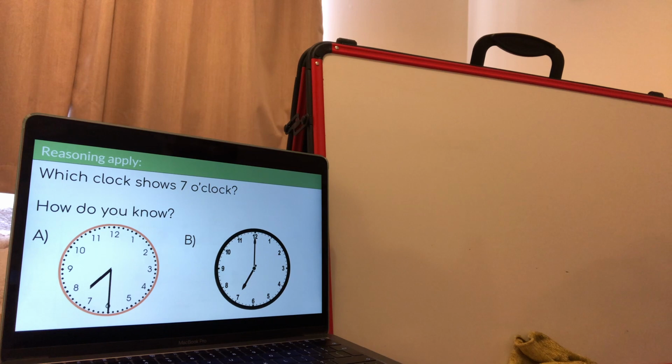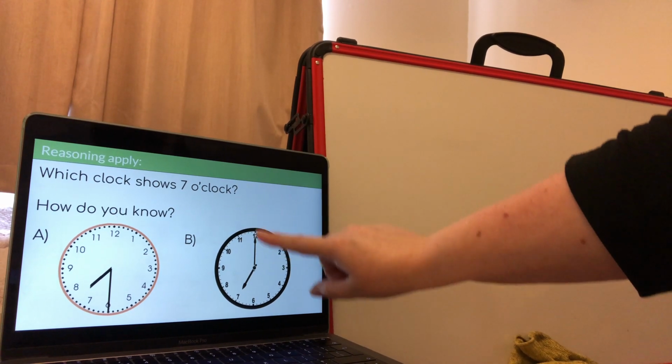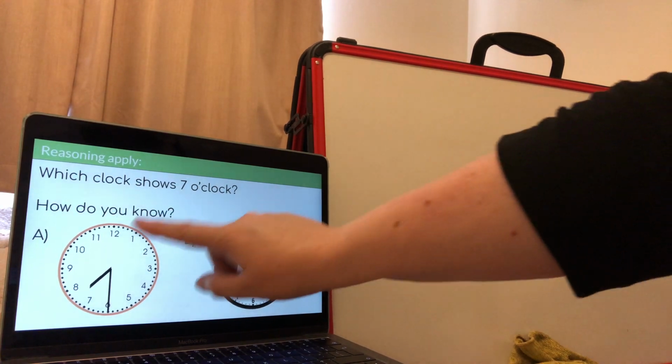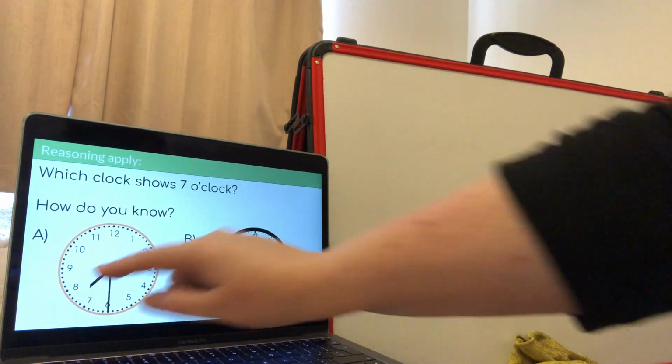Okay, this is your last one for the day. Which clock shows 7 o'clock and how do you know? Okay, well, I'm hoping you've chosen B. It has the minute hand at the top for o'clock and the hour hand on 7 o'clock. This one does not have a minute hand at the top, it's at the bottom, so it's not 7 o'clock.